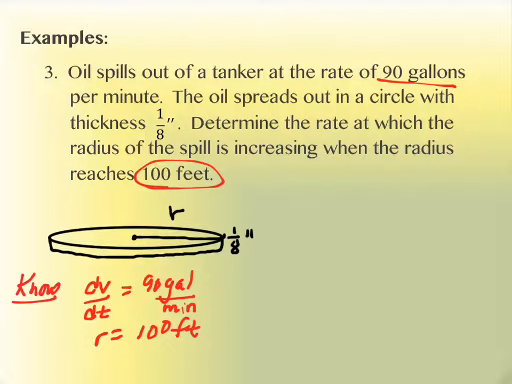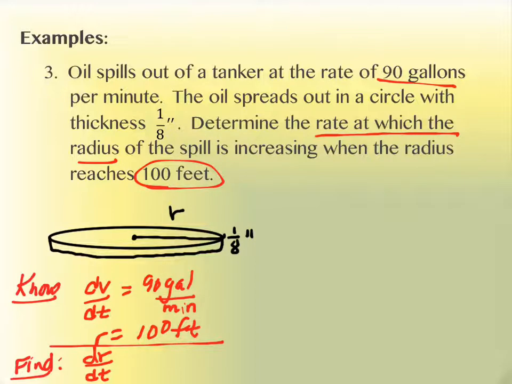What are we looking for? What are we supposed to find? dr/dt. The rate of how the radius is changing. So we're looking for dr/dt. So we need a formula that relates volume and radius together for the shape of a cylinder. So I need a volume formula.